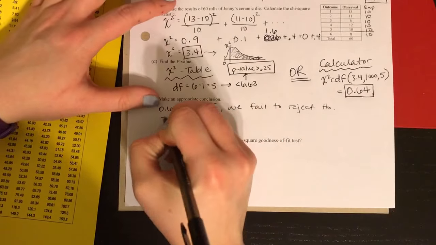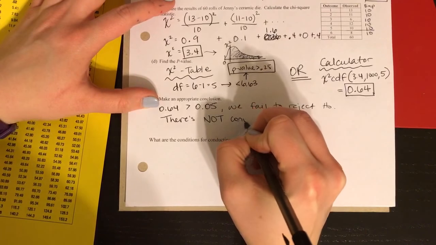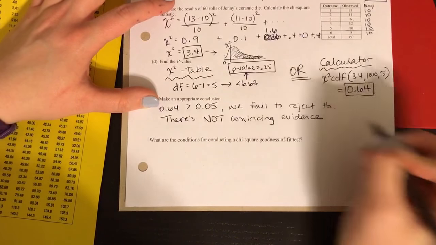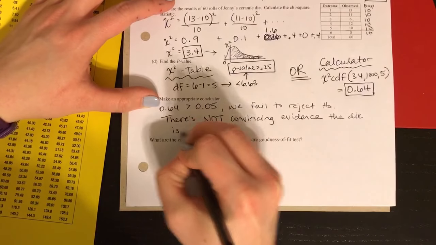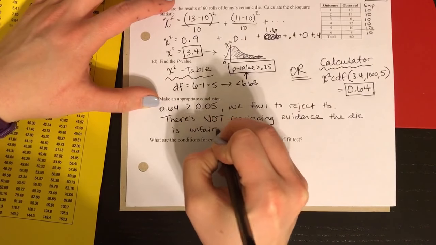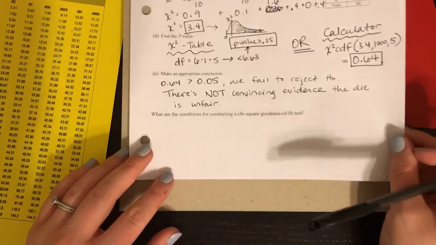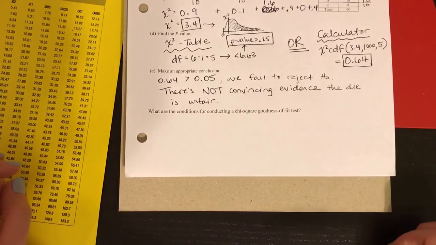So we would say something like, there's not convincing evidence the die is unfair. And I could use the wording from my hypotheses a little bit better, but yeah, hopefully you get the idea. Again, just be very careful that you don't accidentally in your wording accept our null.